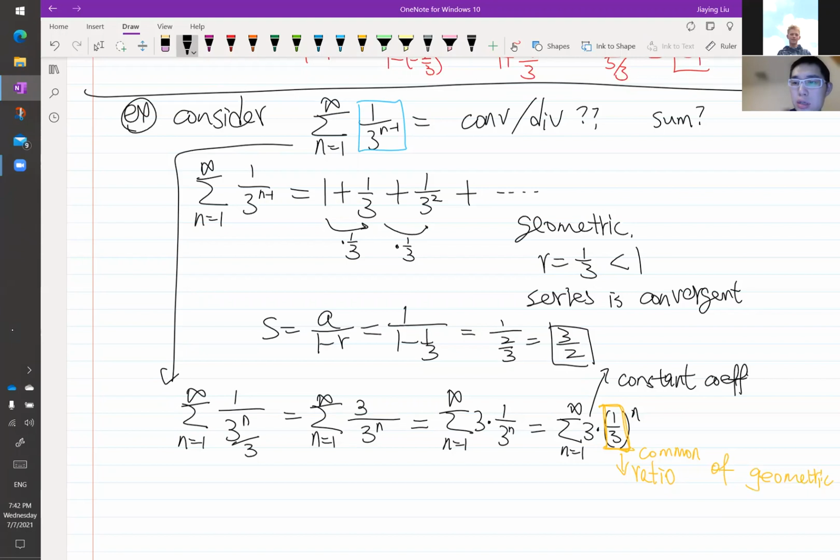If you have this form, you can always make a conclusion that when you see something like a times r to the n going from 1 to infinity, or some constant different a, this is always geometric.